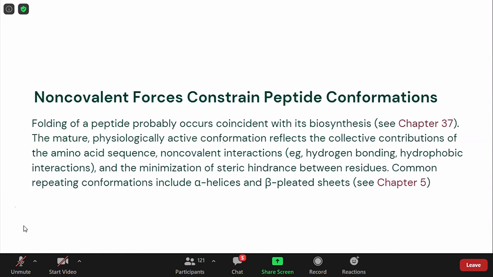Okay, so hydrogen bonding, hydrophobic interactions, no? These can influence how the protein will be formed.